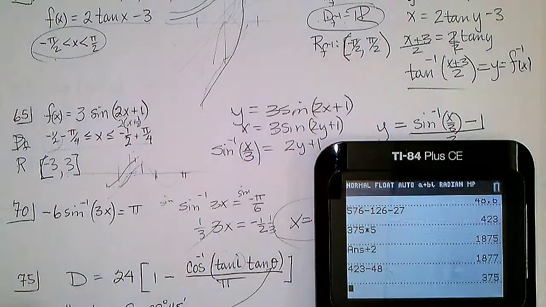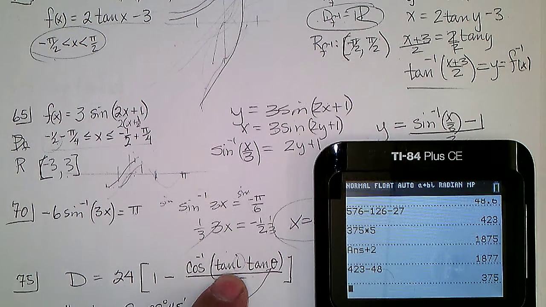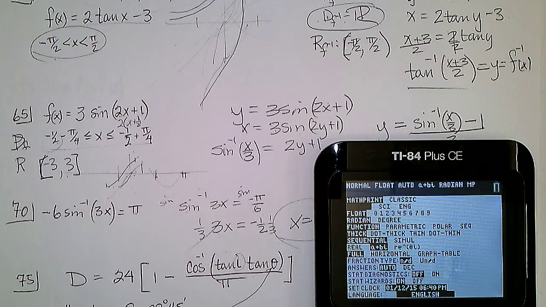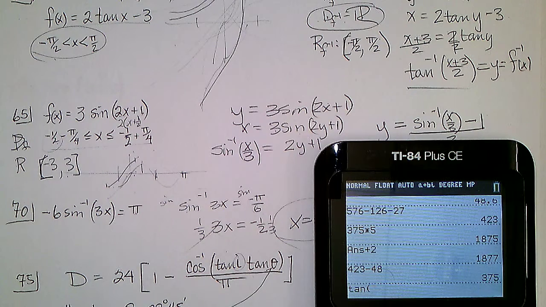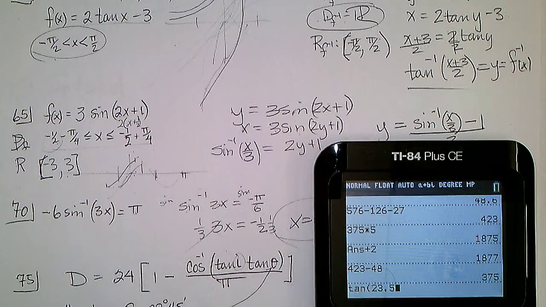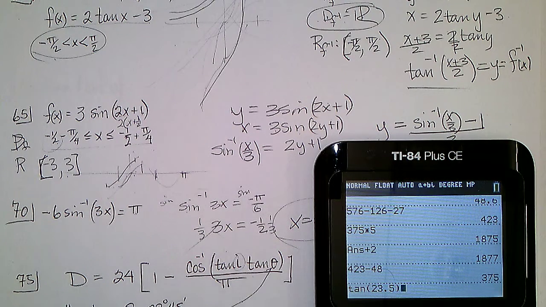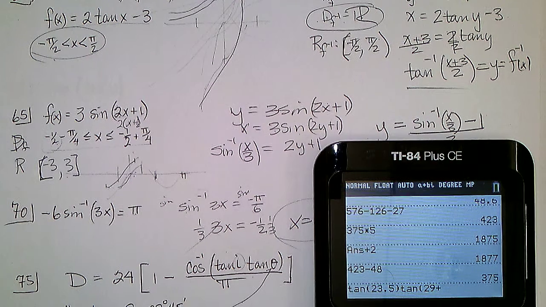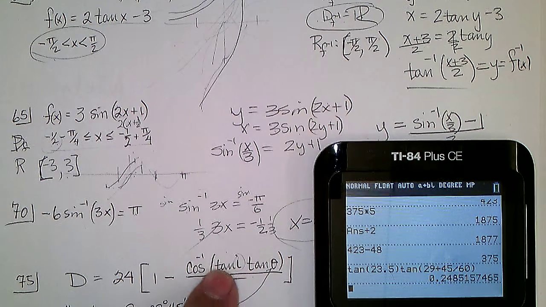So you would start off by doing the tangent of 23, so I'll put my mode in degrees. And so I got to do the tangent of 23.5 times the tangent of 29 degrees plus 45/60ths of a degree, or 29.75. That gives me that number.